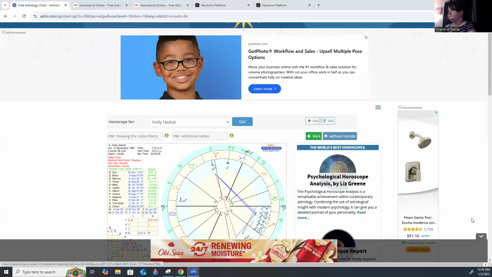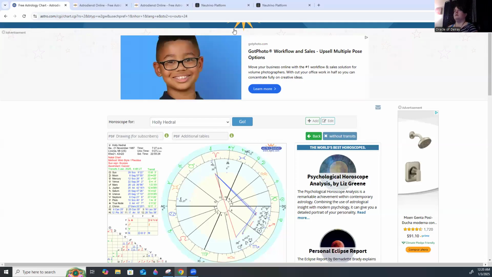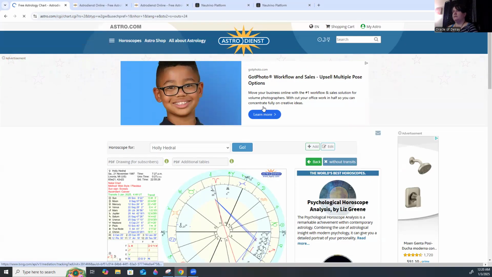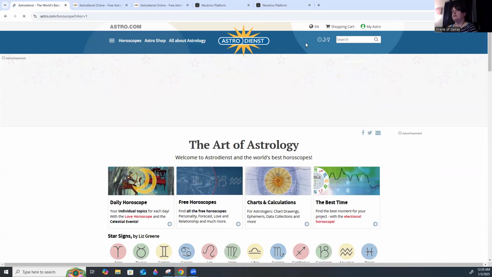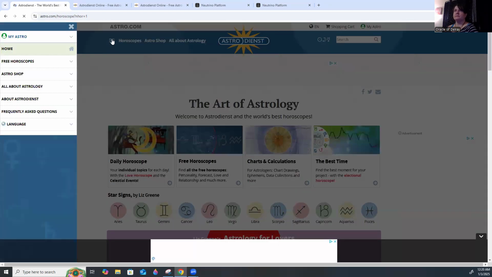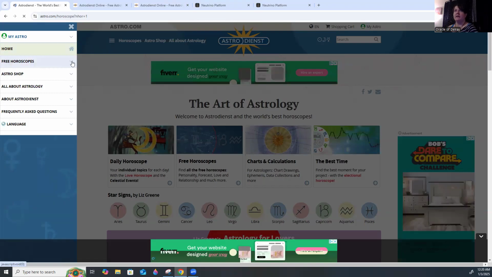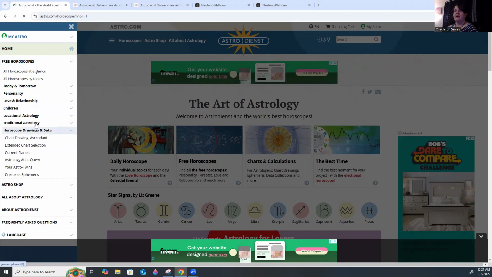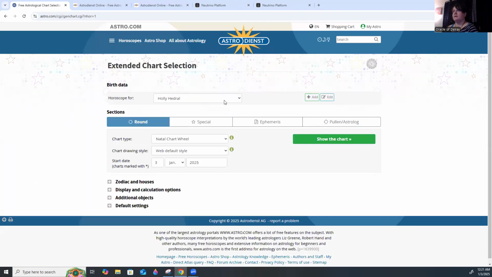Perfect. Okay. So this is astro.com. We'll go back to the home page. This is Astrodienst. It's a lot. Create your own guest. You can use it in the same way to create your birth chart. You click on the side scope, drawings, and data. You open that one, and then extended chart selection. Now I already have my information in here. But if you didn't, you could enter your own information. What you would do, it would just say blank, and then you go to add or edit. So you would go to add.